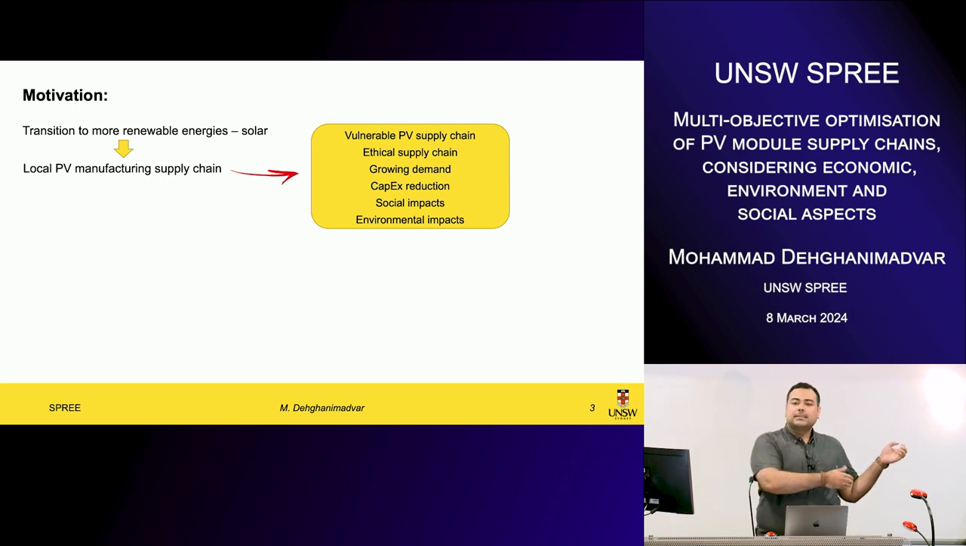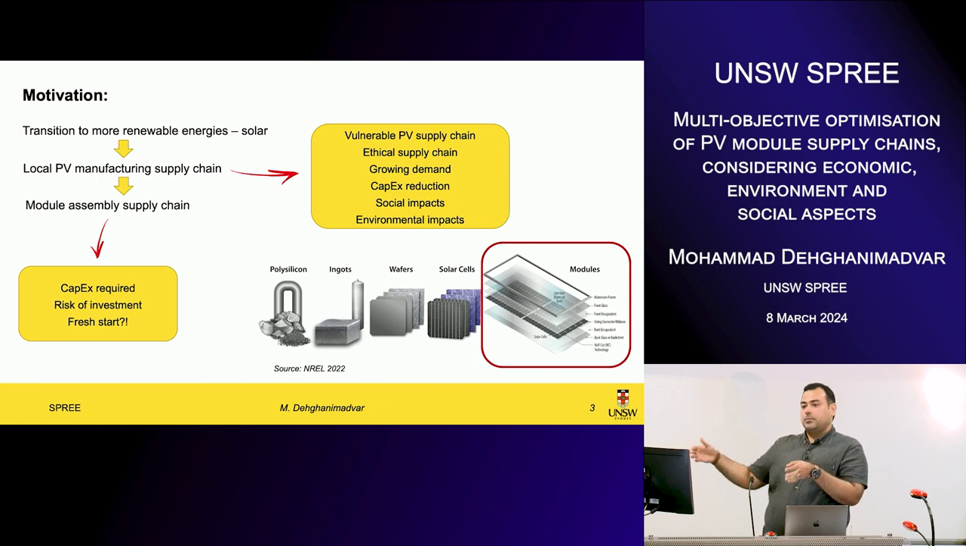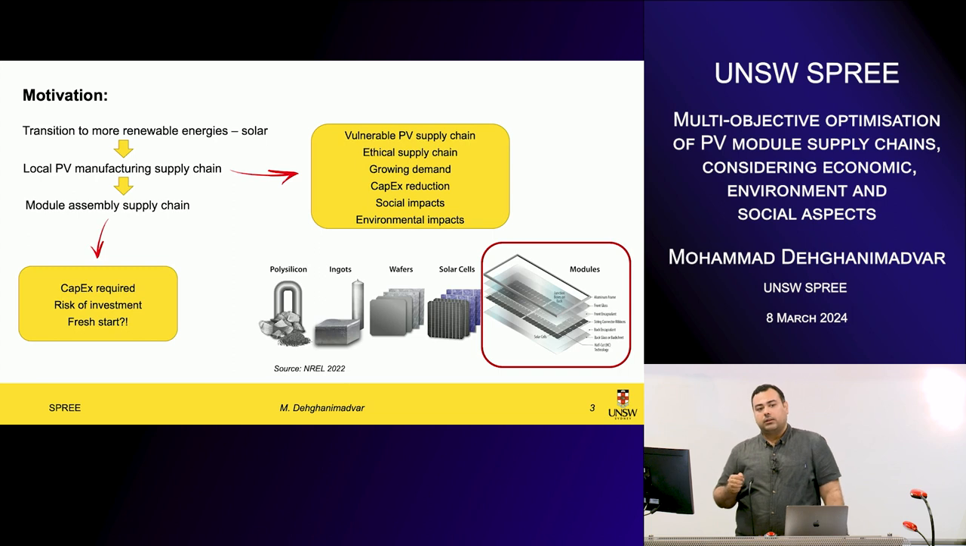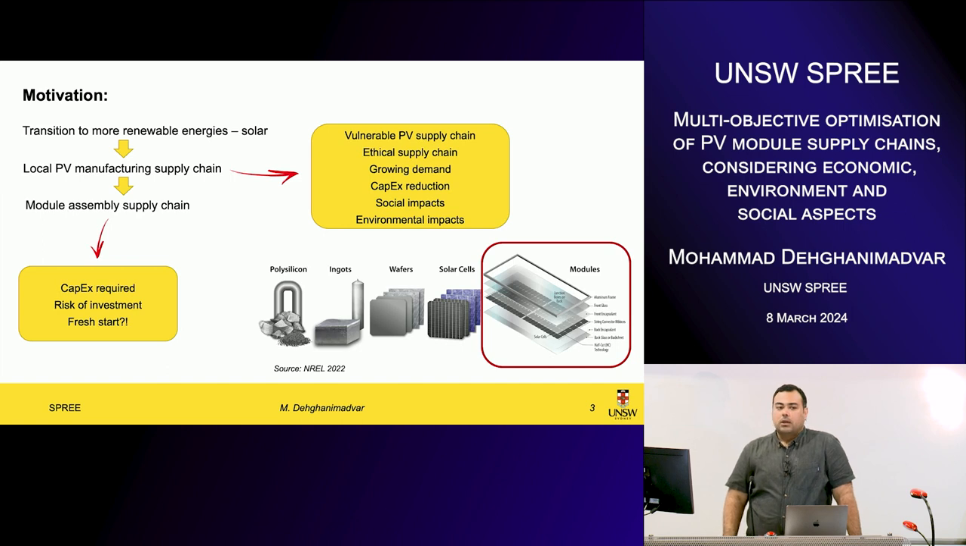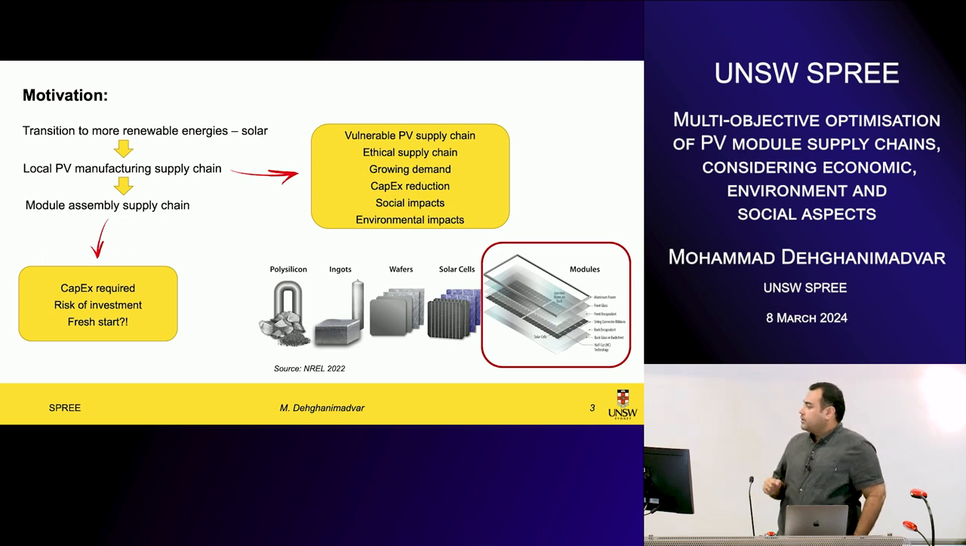During the last decade, the required capex in the supply chain has been decreasing significantly. Among all segments of the value chain, module assembly requires the lowest capex and the lowest technology know-how. So I believe module assembly could be a good fresh start, because it needs lower investment, which can translate to lower risk for investors. But this is not all.